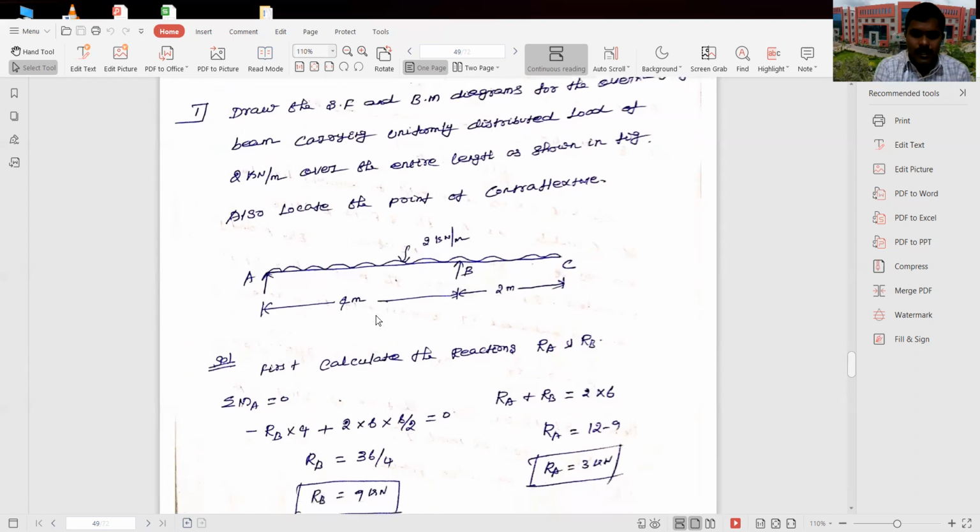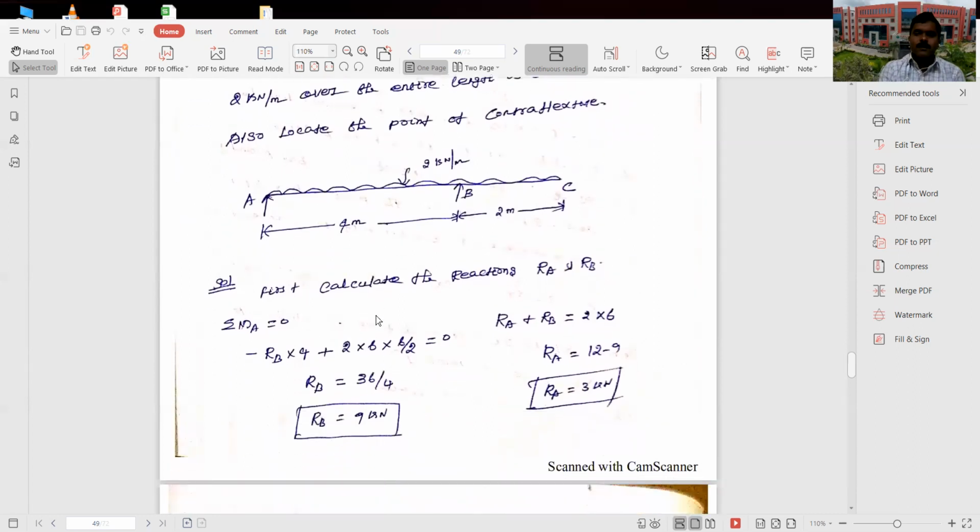You know very well the first step in drawing the shear force and bending moment diagram is to find the reactions. At support A there will be a reaction called RA, and at support B a reaction called RB. First of all, you need to find the reaction at A, RA, and the reaction at B, RB.